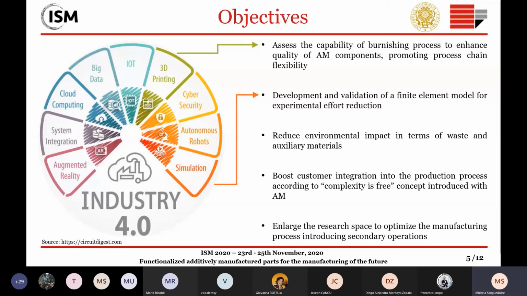Also, we meant to boost the customer integration into the process according to the concept complexity is free, intending that if more complex parts need to be manufactured, but also the quality of the part needs to be preserved, there should be no significant costs. Also, the introduction of secondary processing operations can enable the enlargement of the research space for the process optimization.